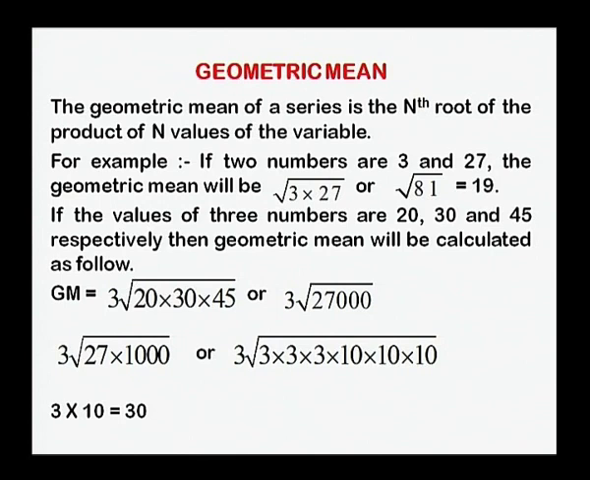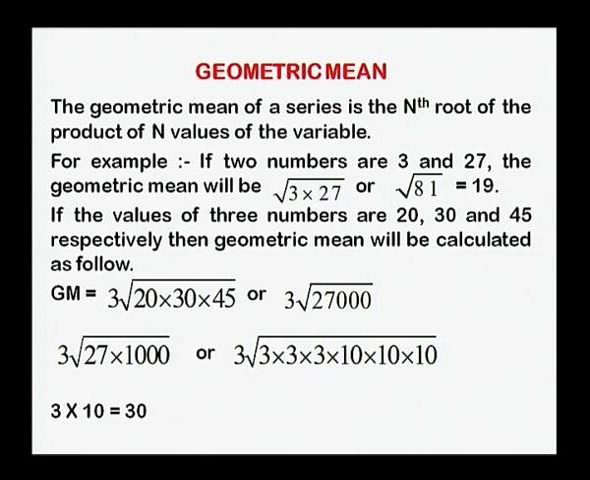If two numbers are 3 and 27, the geometric mean will be the square root of 3 multiplied by 27, that is the root of 81, and finally, we get 9. So, 9 is the geometric mean of the two values, say 3 and 27.